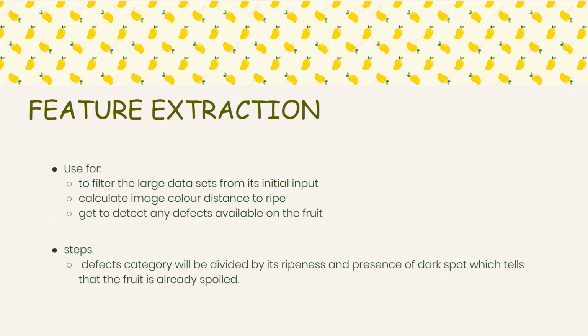The characteristics in the image are separated during segmentation, which includes color or intensity-based segmentation and region-based segmentation. For feature extraction, we use it to filter a large dataset from the initial input, and then we calculate the image color distance to detect any defect available on the fruit. The defect category will be divided by its ripeness and the presence of dark spots, which tells that the fruit is already spoiled.